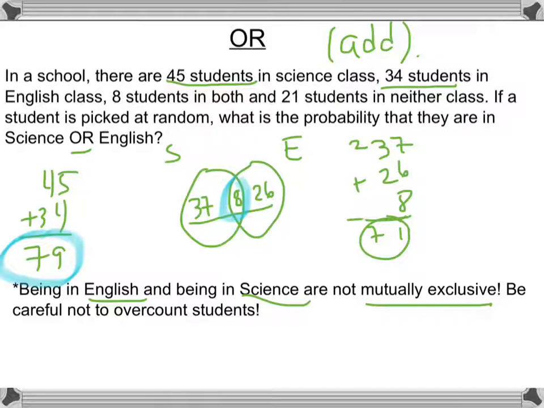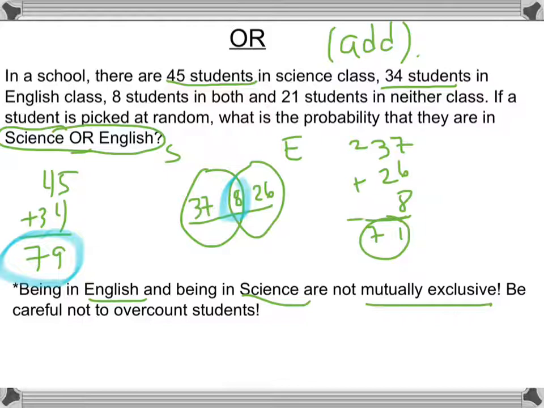Unlike our example with our fish, where the fish could either be one fish or another fish, or juniors and seniors. You could be a junior or a senior, but you can't be both. Okay, so be very careful of the or statement, because you may have overcounted. If the events aren't mutually exclusive, then what you need to do, and actually I haven't answered the question because I haven't found the probability, but I just wanted to count the students who are in science or English or both.